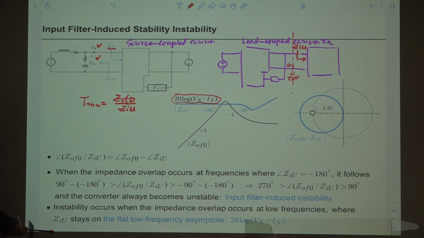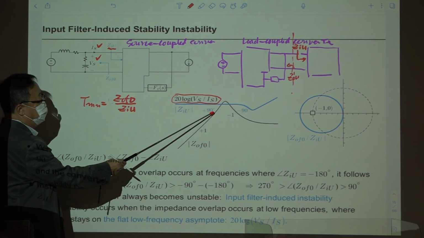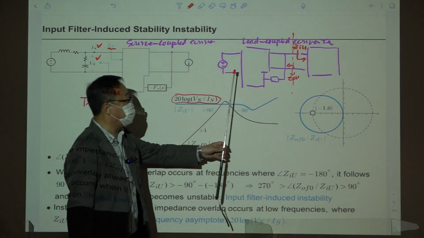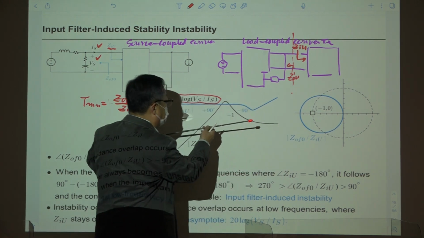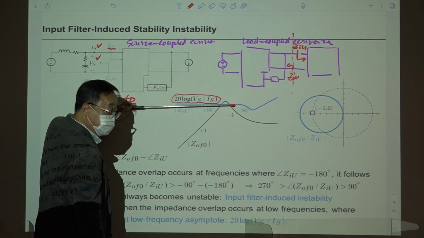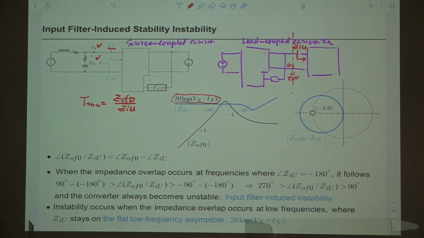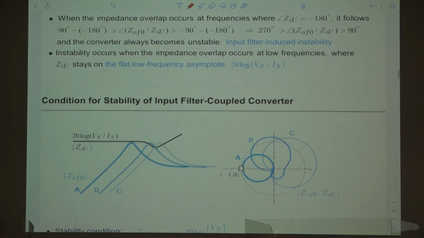So when the overlap between two impedances occurs at low frequency, this is the loop gain frequency of this converter. Below this, basically it stays at this minus 180 degree phase. So if overlap occurs here, then the converter must be unstable. I showed 3 examples.